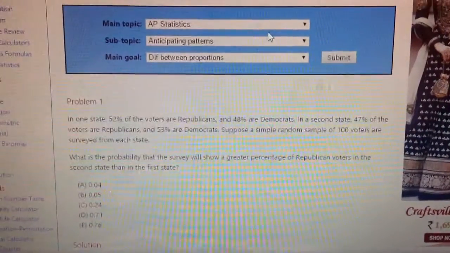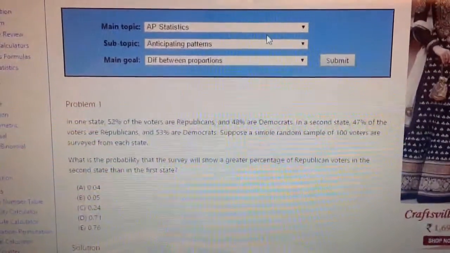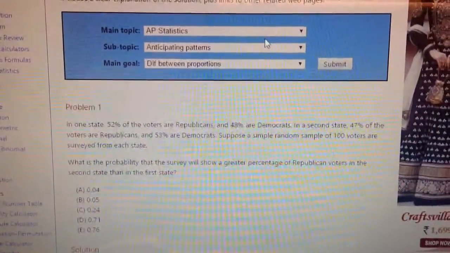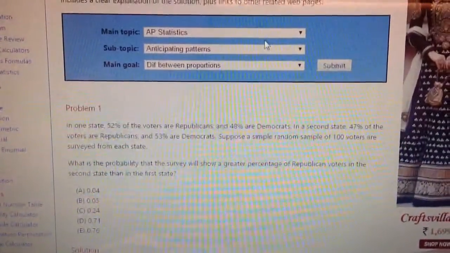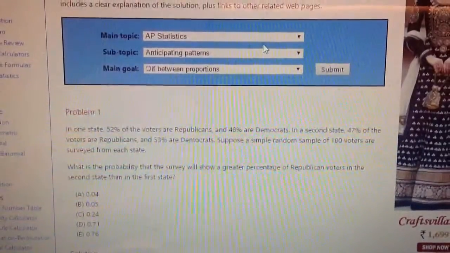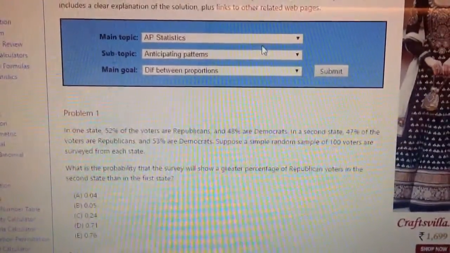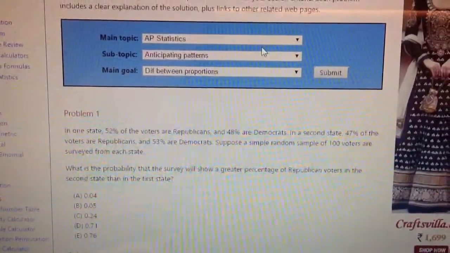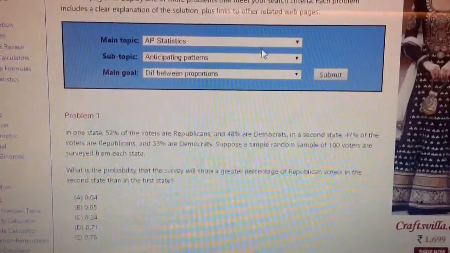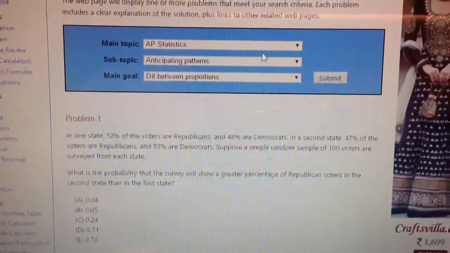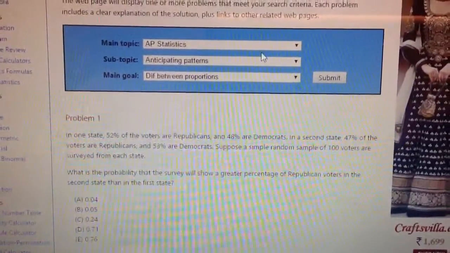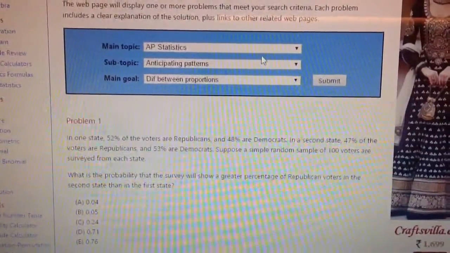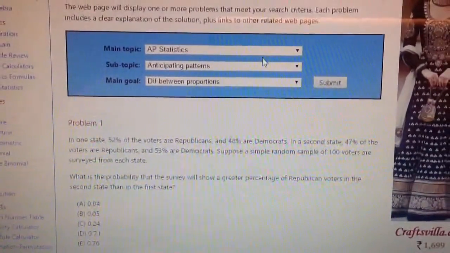Today I'm going to be teaching you a problem on the difference between individual sample proportions. So the problem is, in one state, 52% of voters are Republicans and 48% are Democrats. In the second state, 47% of the voters are Republicans and 53% are Democrats. Suppose a simple random sample of 100 voters are surveyed from each state. What is the probability that the survey will show a greater percentage of Republican voters in the second state than in the first? A, 0.04, B, 0.05, C, 0.24, D, 0.71, E, 0.76.